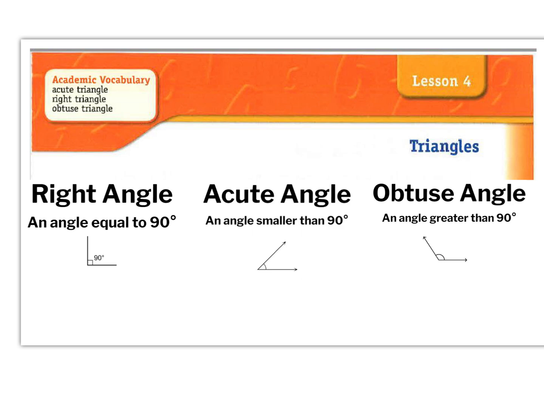So these are the three main angles: right angle, equal to 90 degrees, an acute angle, an angle smaller than 90 degrees, and an obtuse angle, an angle greater than 90 degrees.